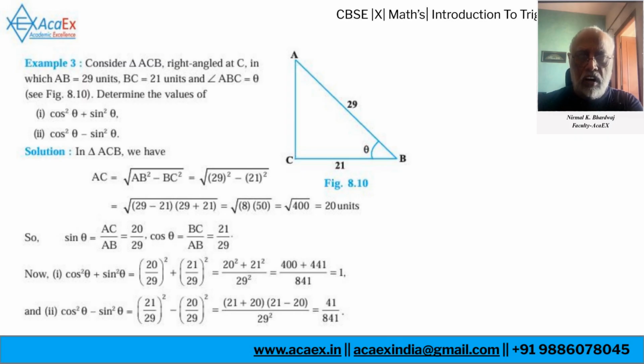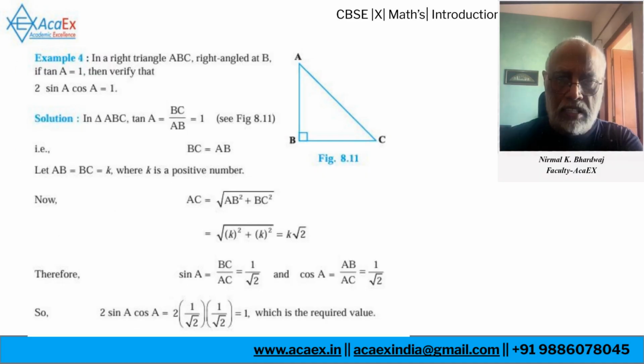Determine the sine and cosine of theta. Sin theta equals 20/29 and cos theta equals 21/29. Calculate the required values. Cosine squared theta plus sine squared theta equals (21/29) squared plus (20/29) squared equals 441 plus 400 divided by 841 equals 1. Cosine squared theta minus sine squared theta equals (21/29) squared minus (20/29) squared equals 441 minus 400 divided by 841 equals 41 by 841.